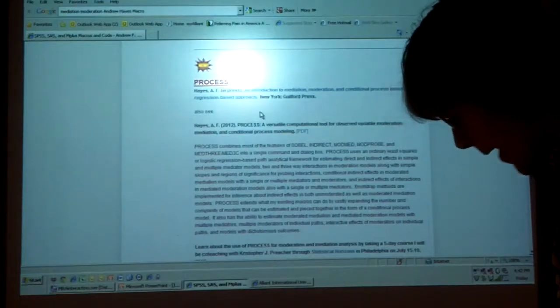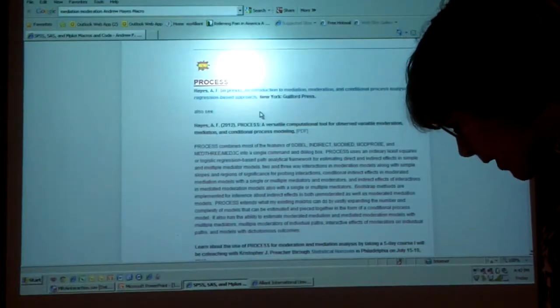What this is going to do, so we'll stay here for a second. Look in your packet, and you'll see you have 4 models. It'll say model 1, model 4, model 7, model 49.